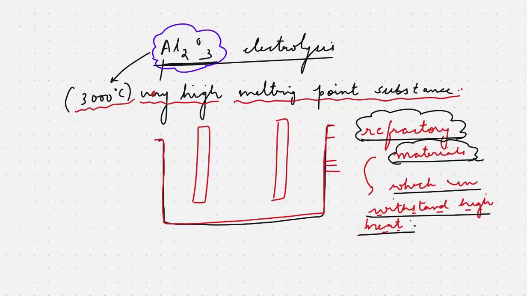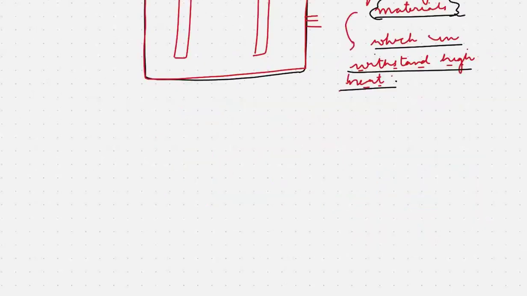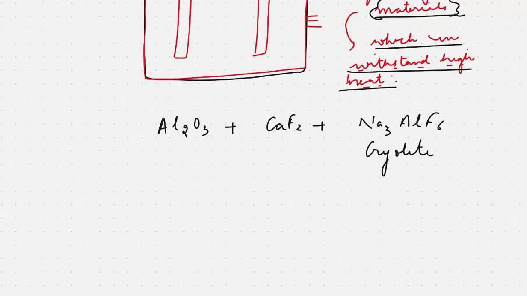So what do we do in order to lower its temperature? We melt Al2O3, and to that we add CaF2 and Na3AlF6. Na3AlF6 is cryolite, and CaF2 is called fluorspar. So what do cryolite and fluorspar basically do?